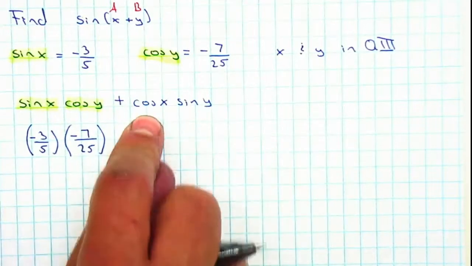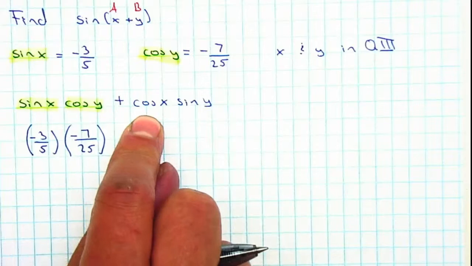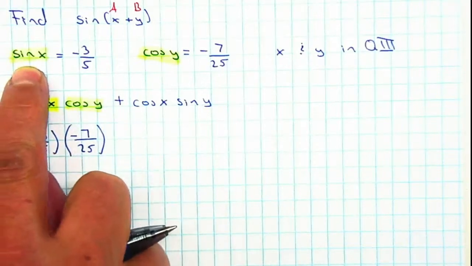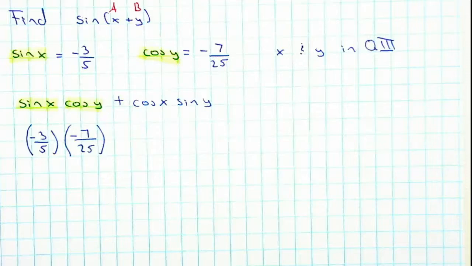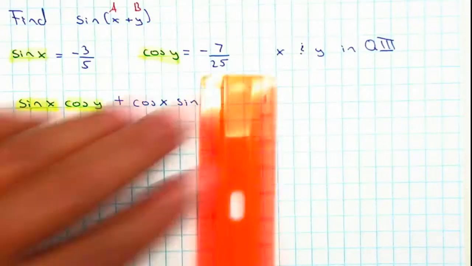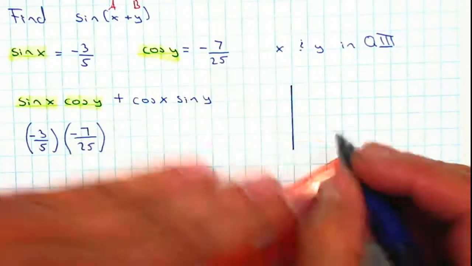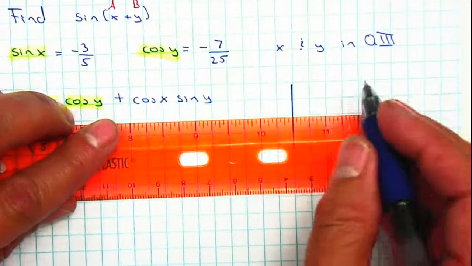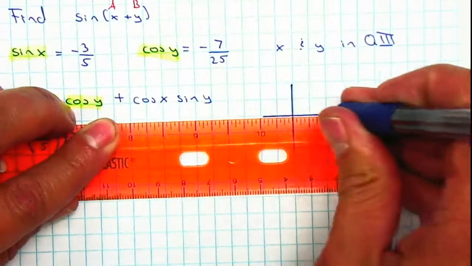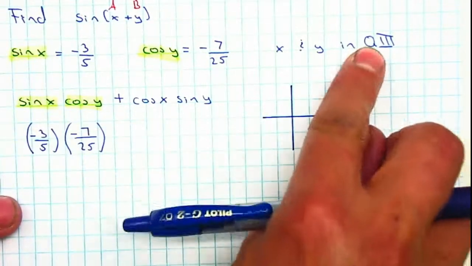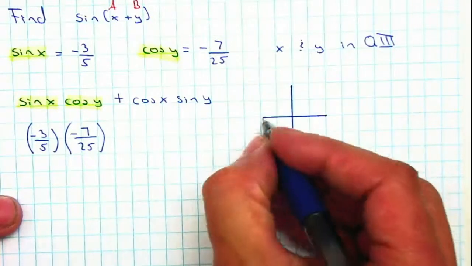Now, I also need to replace cosine of x, but they don't give me the cosine of x. They only give me the sine. So therefore, I'm going to find the cosine. Same process that we learned before. We are going to make an x and a y axis. And I'm going to make a generic right triangle. It has to be in quadrant 3, so 1, 2, 3. Just going to make it right here.